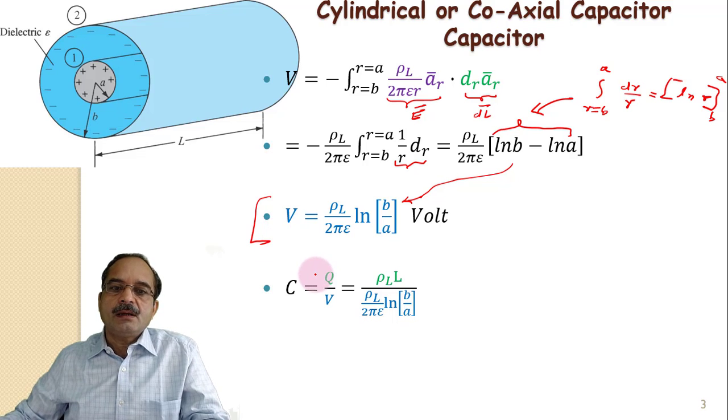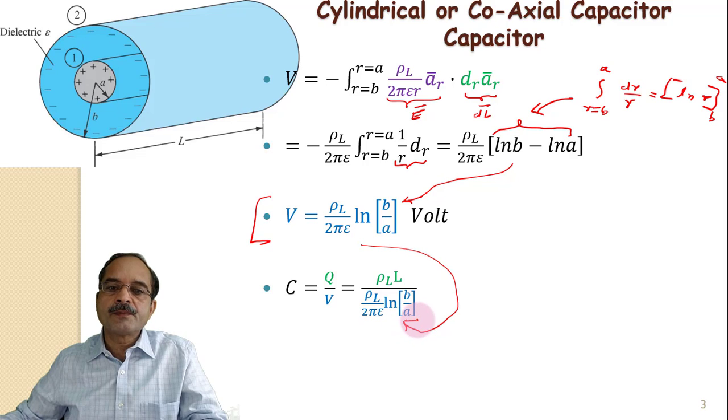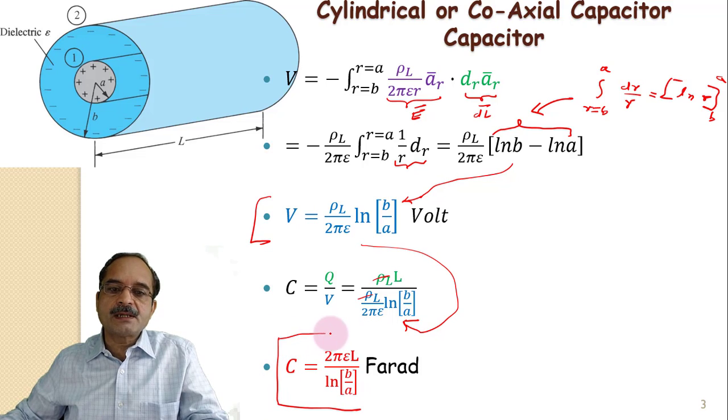Now C, that is the capacitance, is nothing but Q upon V. Substituting Q as rho L into L and dividing by this V, we substitute V in the denominator. This rho L cancels, and this gives me C equal to 2 pi epsilon L divided by ln b by a. So this is the formula for the capacitance of a cylindrical capacitor, or coaxial capacitor, or the capacitance of a coaxial cable.